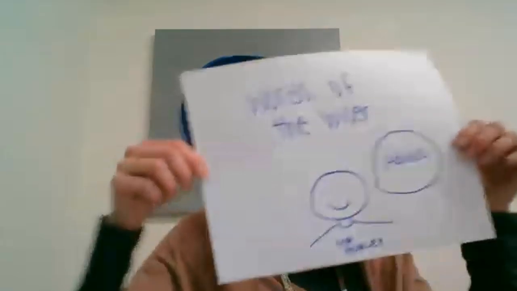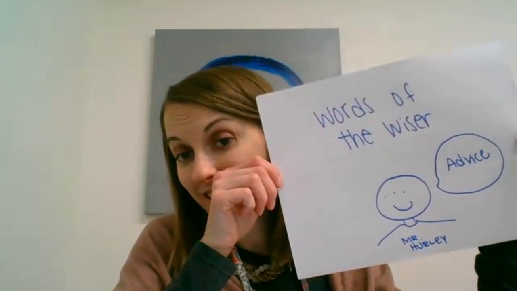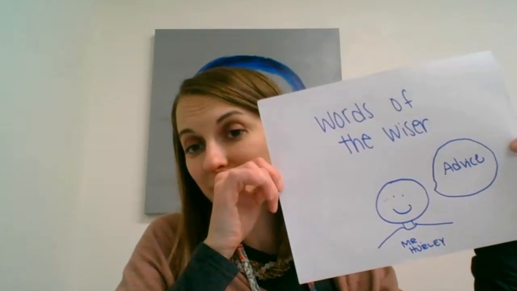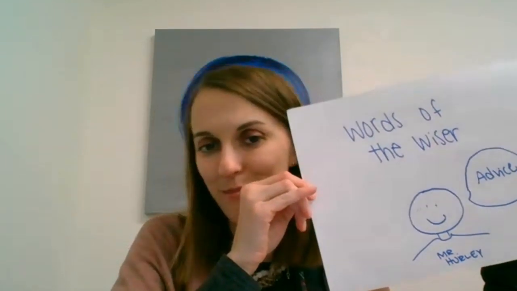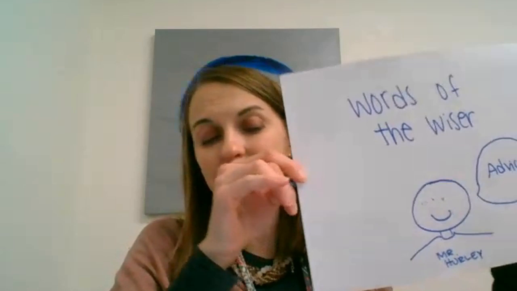The next one is Words of the Wiser. I drew Mr. Hurley. And Words of the Wiser would be when a character, someone usually older and wiser than the main character, gives advice on a topic. And so usually someone comes in and gives some sort of advice to help guide the character through the conflict that they're seeing during the plot.